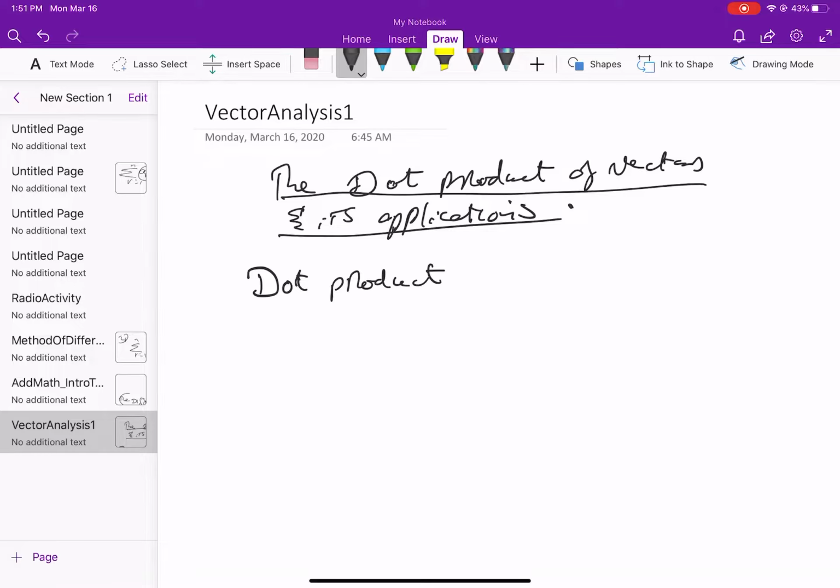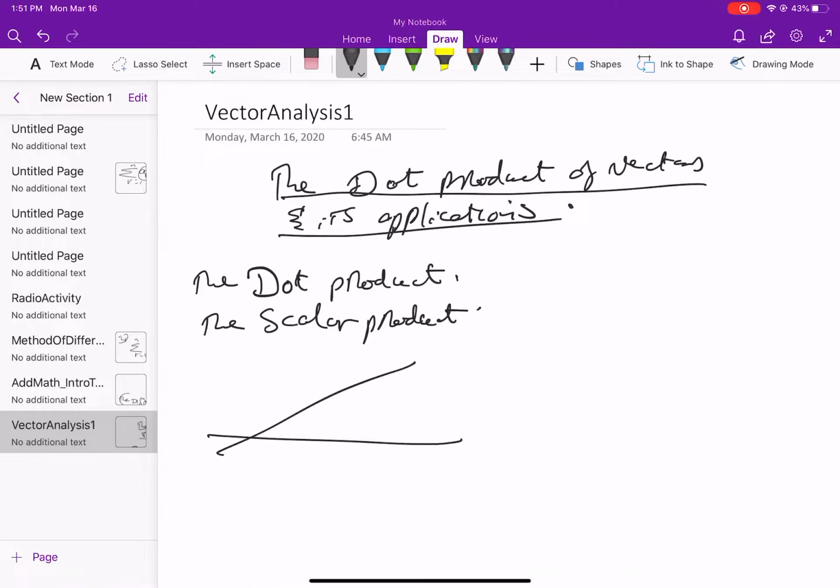Okay. The dot product is also referred to as the scalar product. As the word product suggests, you're multiplying two vectors using the dot product rule. So here are two vectors. Let's say this is vector A and this is vector B. And theta is defined as the angle subtended by A and B.